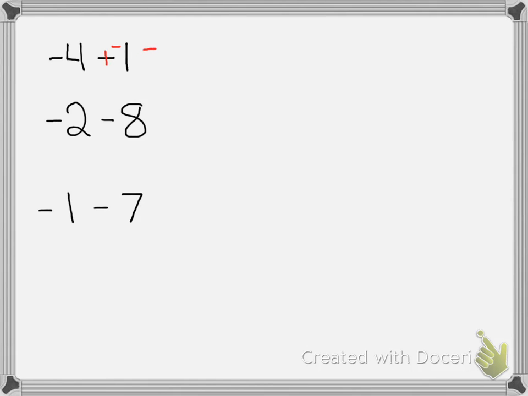So let's try a couple using our same Rule 1. I've got negative 4 plus negative 1. This is my same sign situation, so I'm going to add these together and keep my answer negative. 4 plus 1 is 5. My answer will be negative 5. Negative 2 minus 8, I'm going to change into negative 2 plus negative 8. 2 plus 8 is 10. They're both negative, so my answer will be negative 10. And negative 1 minus 7, I'm going to change into negative 1 plus negative 7. 7 and 1 is 8. My answer will be negative.